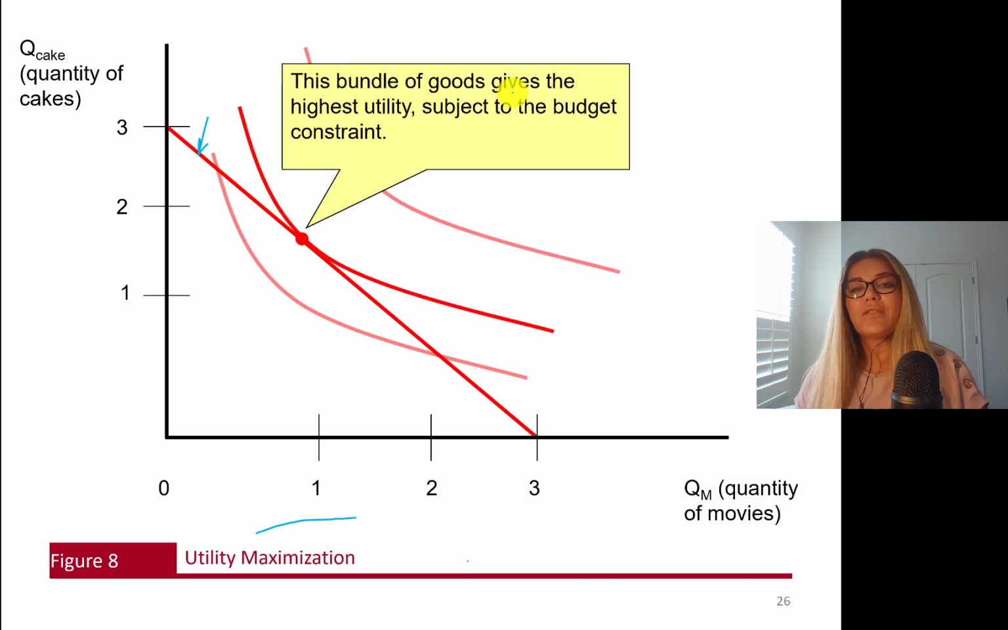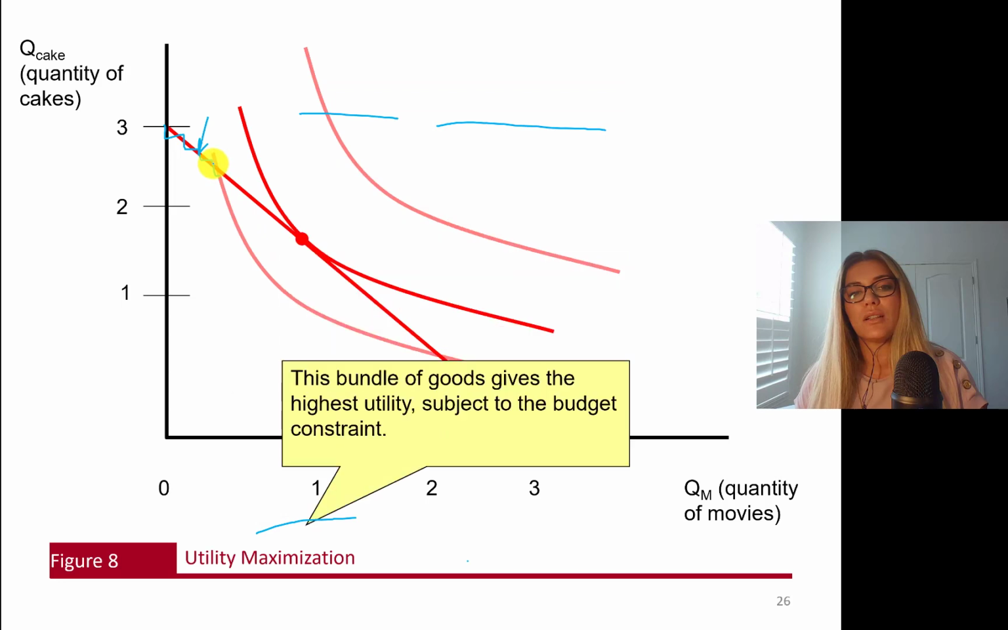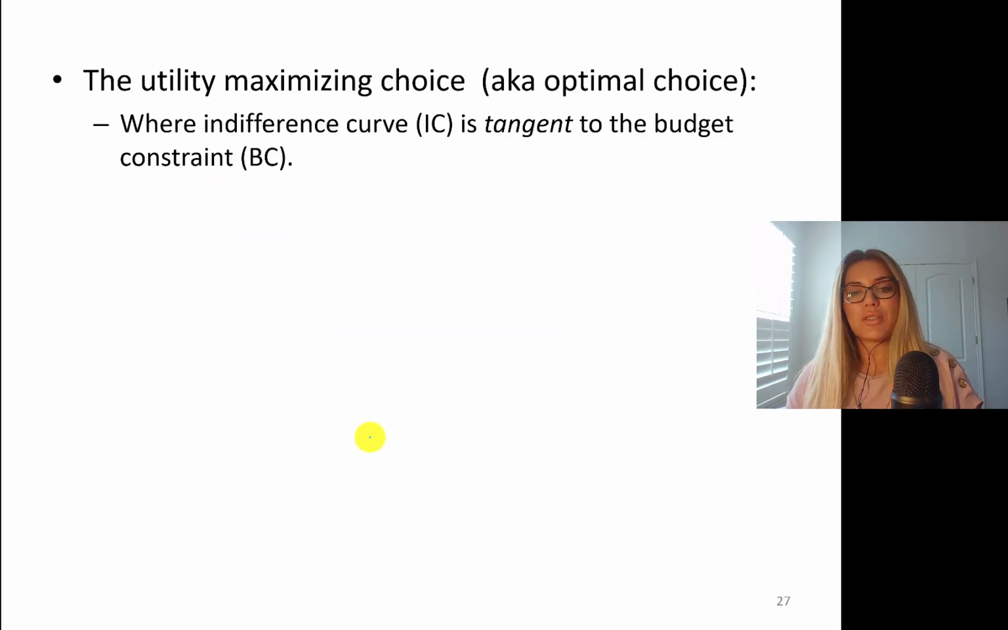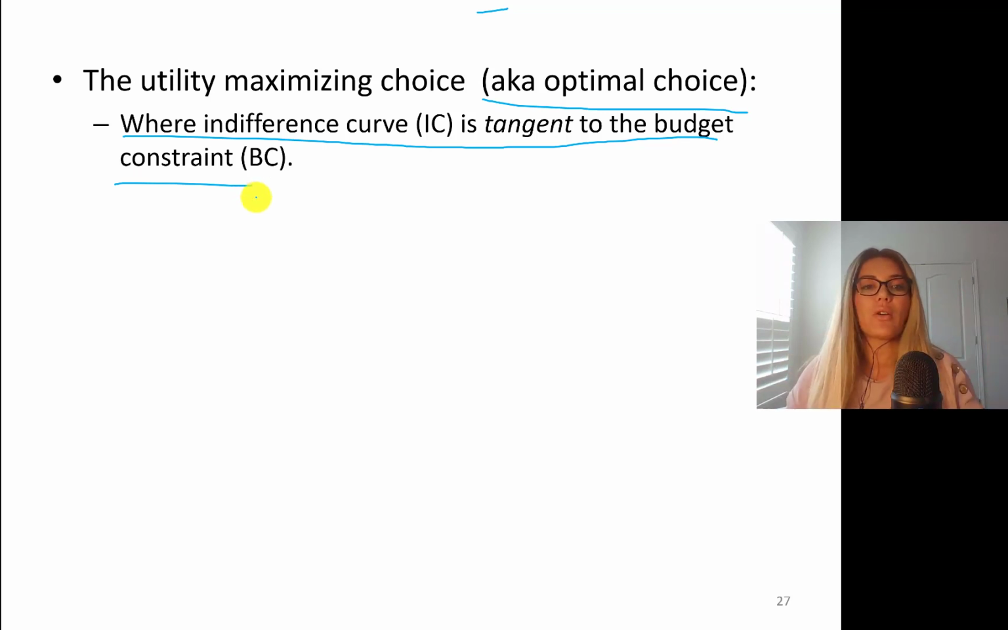All right. So for another indifference curve, this bundle of goods gives the highest utility subject to this budget constraint. So you need to be on this budget constraint, but you need to achieve the highest indifference curve you can while you still stay on this budget constraint, while you can still afford it. So that means we are looking for a tangency point between the highest indifference curve and this budget constraint. So the utility maximizing choice, aka the optimal choice, is where the indifference curve is tangent to the budget constraint. The indifference curve is touching at one point only.